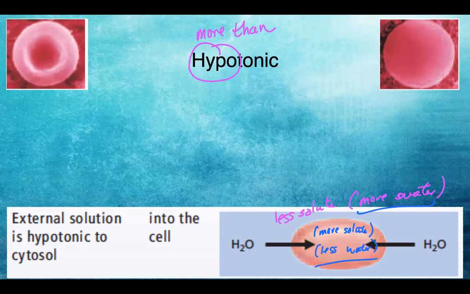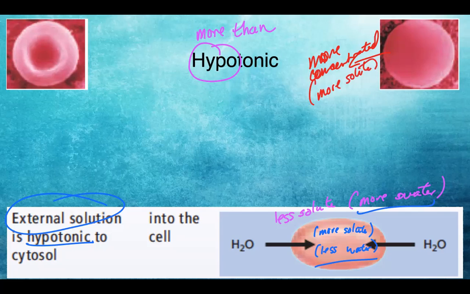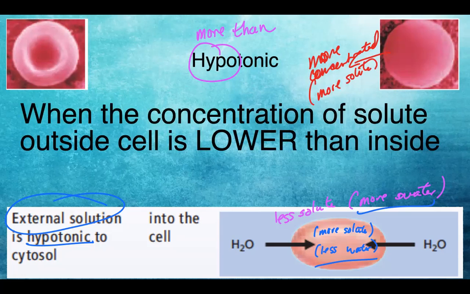So we say for this particular example, we say that the external solution is hypotonic, or the outside, where should I put this? So outside the cell is more concentrated. And when I say more concentrated, I mean more solute, because there's different ways to describe solutions. So the concentration of solute outside is lower than inside, right? So less solute outside, more solute inside.